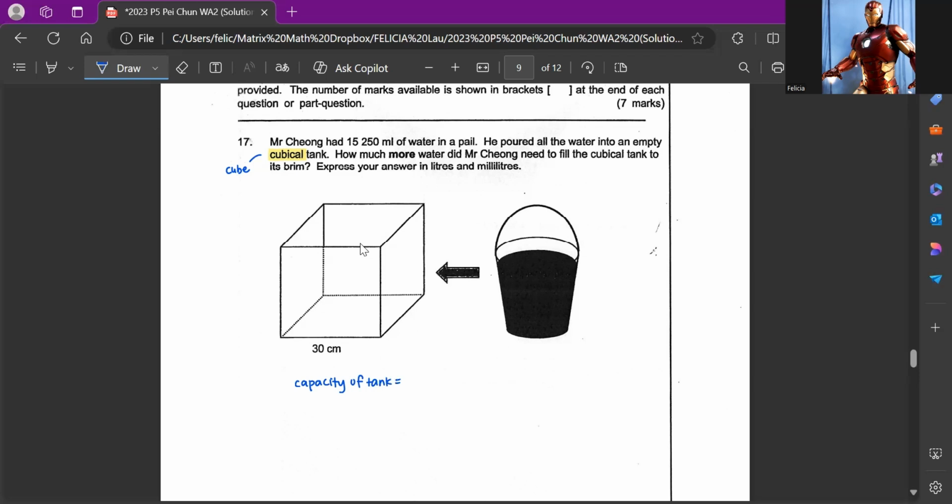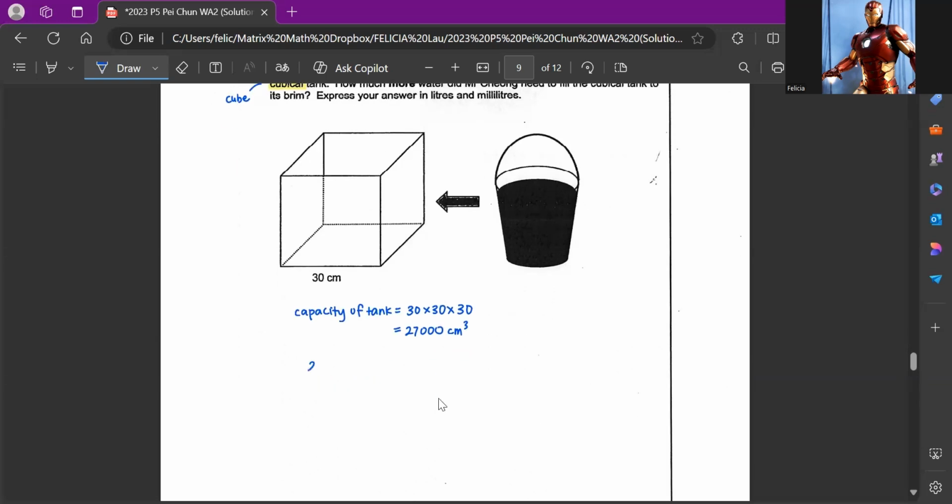All right, so capacity of tank. Now since it's a cube, all sides will definitely be 30 cm. So that means your length is 30, breadth is 30, height is also 30. The unit of measurement is cubic centimeters, or you can say milliliters, both are the same. So you notice that the capacity is more than the 15,000 of water from the pail. To find how much more, you just need to take the difference, just subtract.